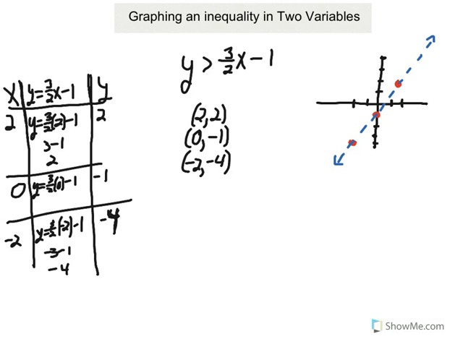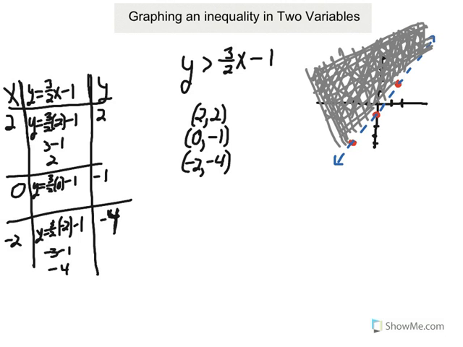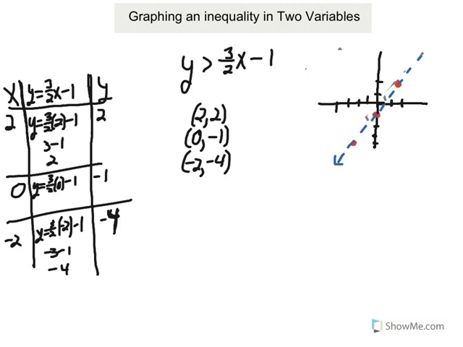Now let's deal with the inequality part. Y is greater than 3/2 x minus 1. So we're looking for where y is bigger than 3/2 x minus 1. Well, that would be above the line. That's where y is bigger than it. So we would shade above the line, like that.